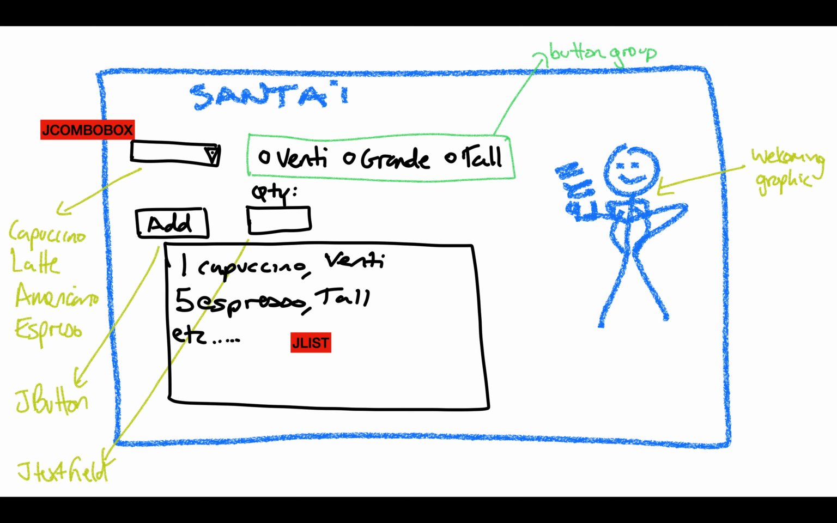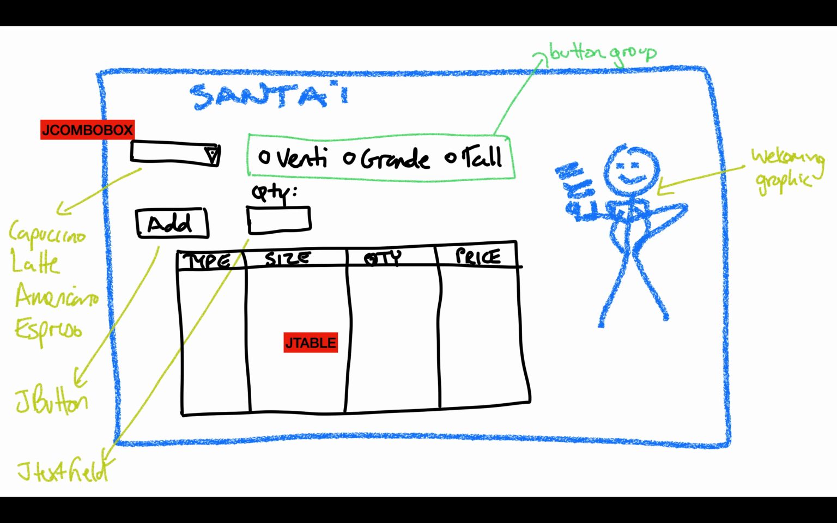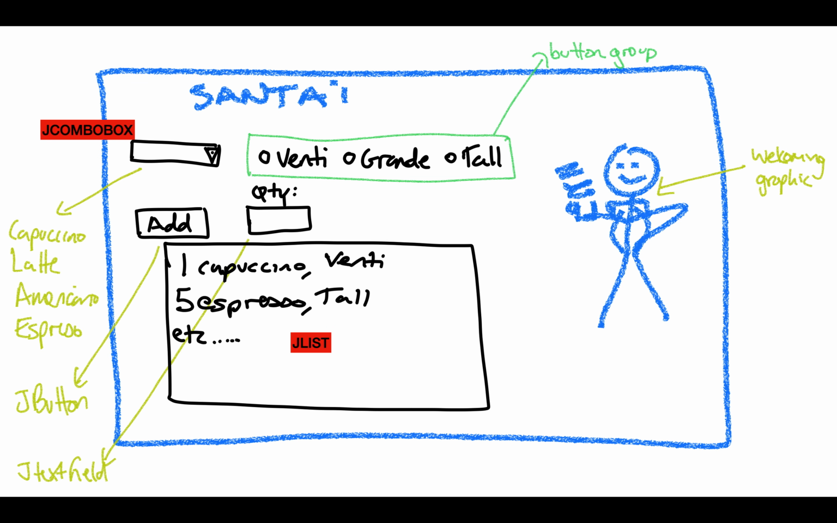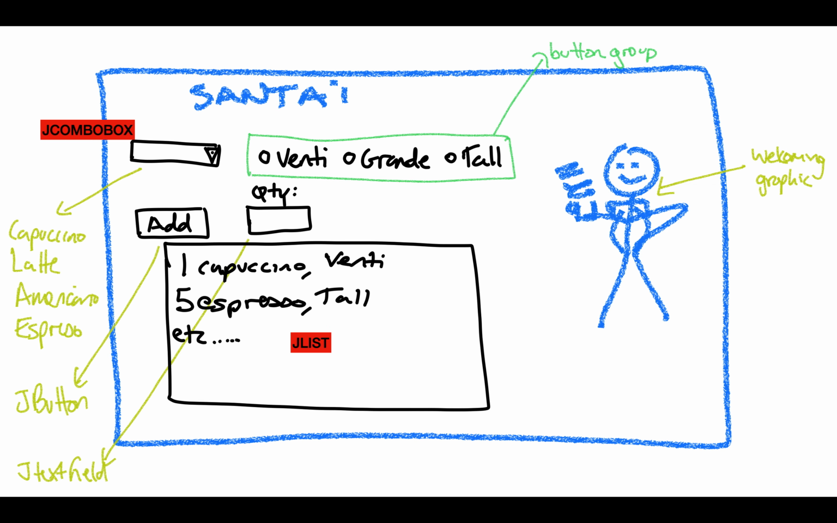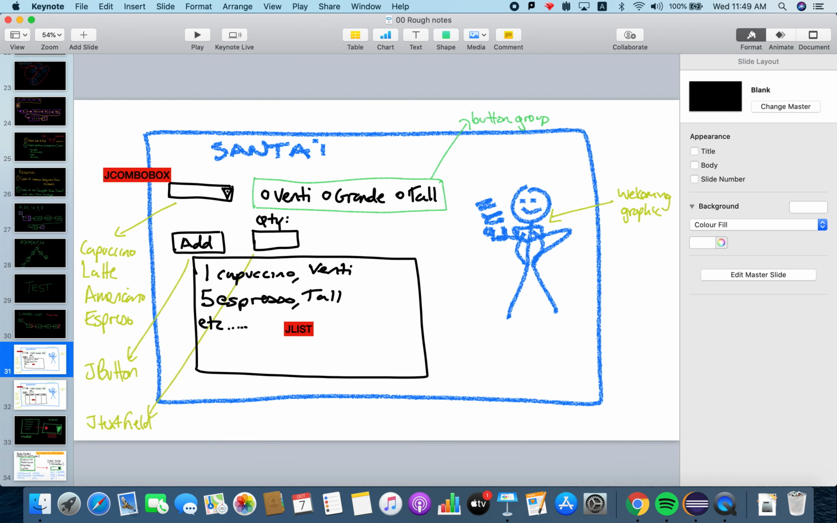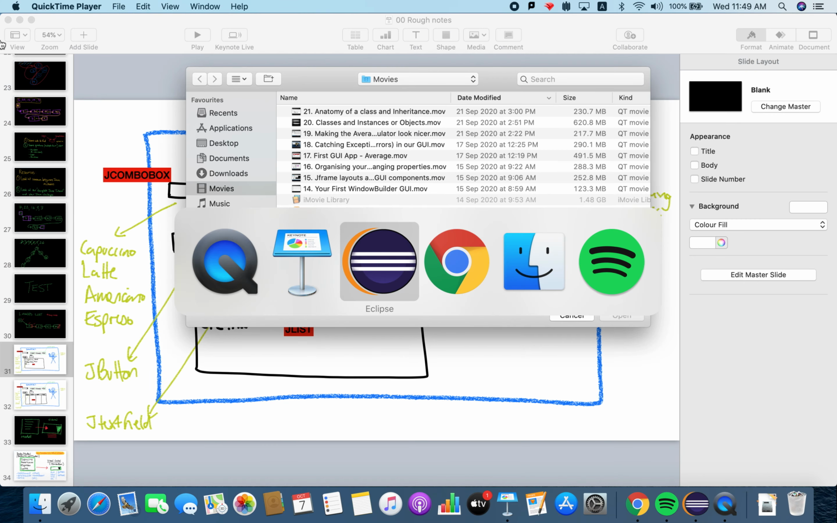A second version, which would be a lot better, would change the list to a J table, because that would allow us to have different columns and separate out the order into the type of coffee, the size, the quantity, etc. But we're going to start off with this one first of all. So across to Eclipse, as always, we're going to start a new project for this one.